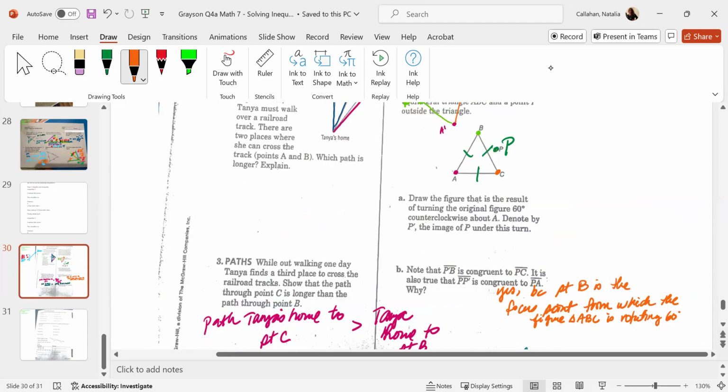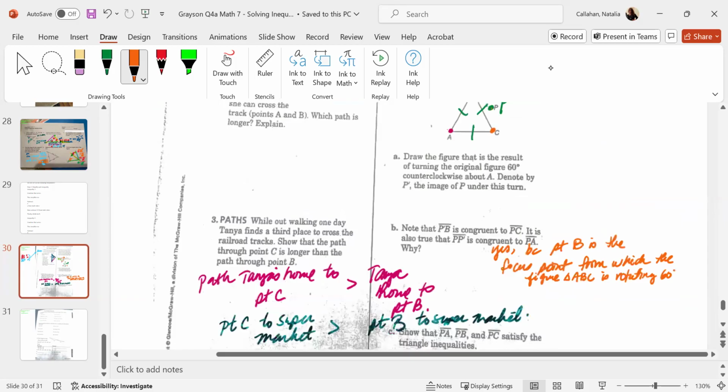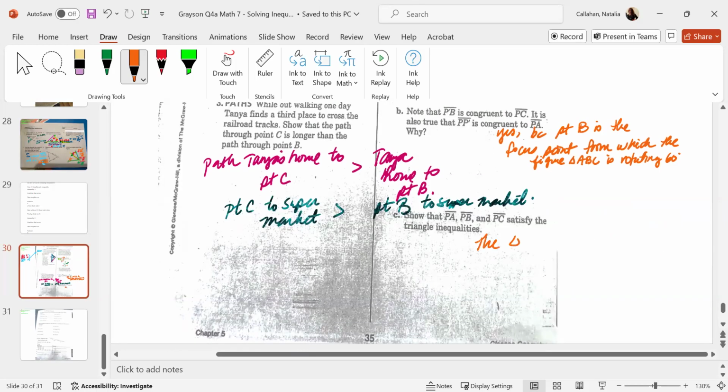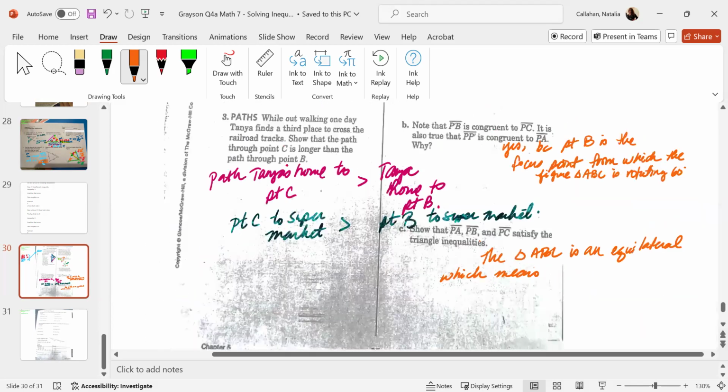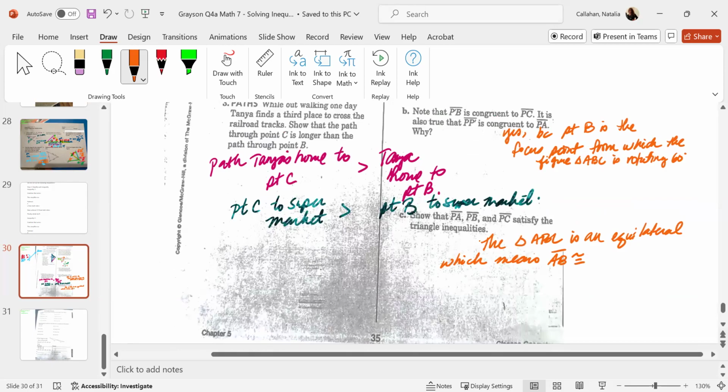PA. PB. You can say that triangle ABC is an equilateral triangle, even though I don't know if this is true. I'm just going to make it up so I sound like I know what I'm talking about, you know what I mean? ABC is an equilateral triangle, which means what? If I have an equilateral triangle, what do I know about the sides? AB is congruent to BC is congruent to AC, correct?